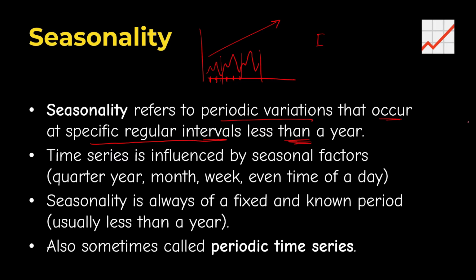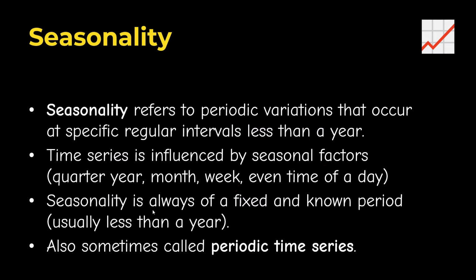So a time series is influenced by seasonal factors. It could be quarter, month, week, or even time of day. Seasonality is always a fixed and known period, usually less than a year. This is very important: seasonality is a fixed and known period. So we know that the pattern will occur in so many months or so many days or so many hours, so to say.